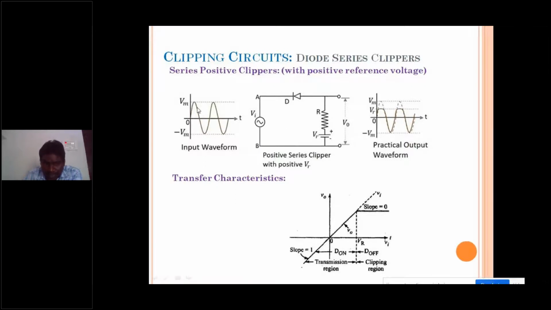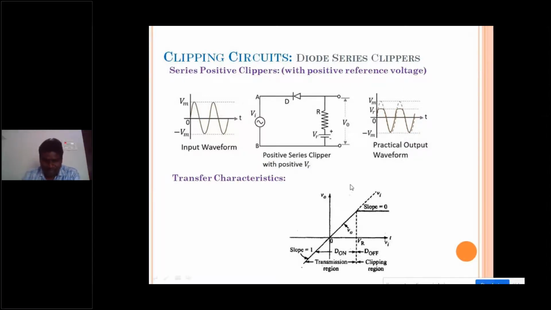But when I am applying the negative half cycle, that is, the input voltage less than the reference voltage, the diode D is forward biased, so whatever the input which we are applying, the same thing comes to the output. So the output voltage is equal to the input voltage for the input voltage less than the reference voltage. So the portion above the reference voltage is clipped off. That is why it is a positive clipper above the reference voltage. If I am applying a positive reference voltage, the voltage above the reference voltage gets clipped off, and that is shown in the figure here.